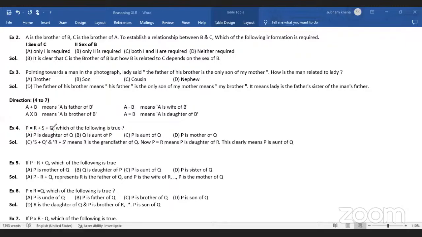S plus q. Right, don't go to q. S plus q. Take the first relation. S plus q. Plus means S is the father of q, right? So S is the father of q. Father means male. I don't know q's generation. I don't know q's gender. Just a second. Sorry. What is S? S is the father of q. Then come here, r plus s. So r is the father of s, right?